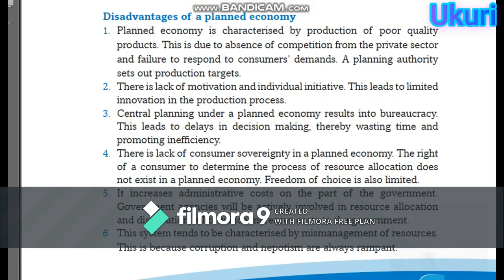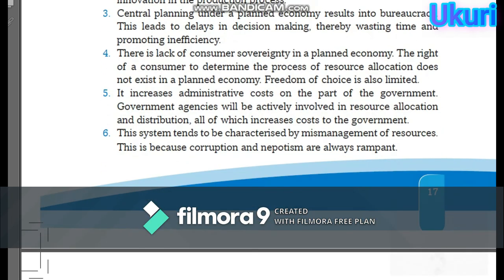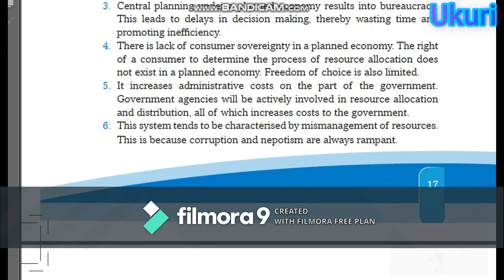Disadvantages of planned economy: now, planned economy is characterized by production of poor quality products. So there is lack of motivation and individual initiative. This leads to limited innovation in the production process. So central planning under planned economy results in bureaucracy. There is lack of consumer sovereignty in a planned economy.